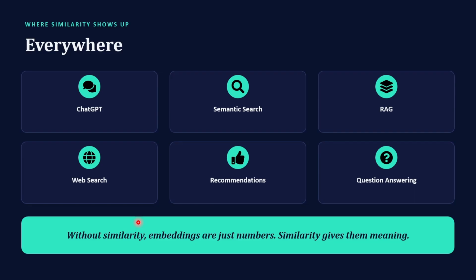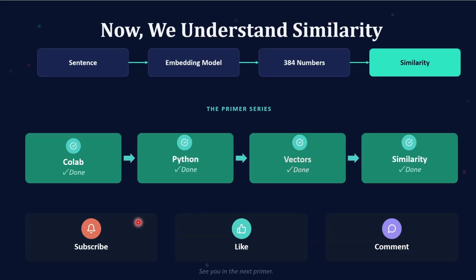Where similarity shows up, it is everywhere: ChatGPT, semantic search, RAG, web search, recommendations, question answering. Without similarity, embeddings are just numbers. Similarity gives them meaning. Now we understand similarity. It converts sentences using an embedding model, the model we used produces 384 numbers, and we find the similarity.